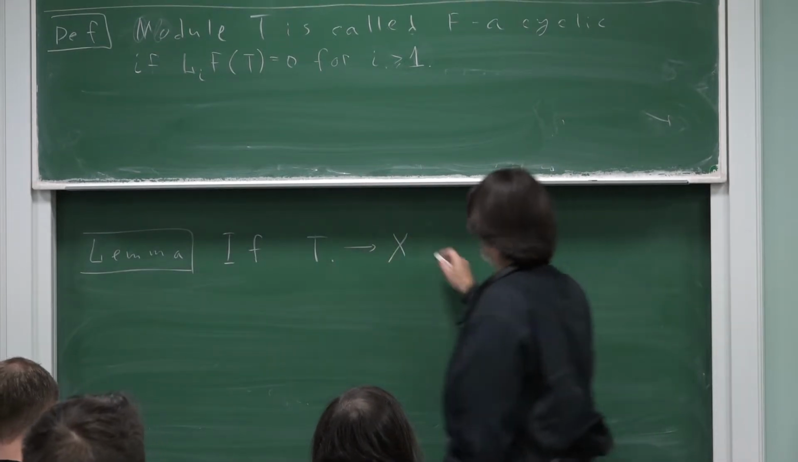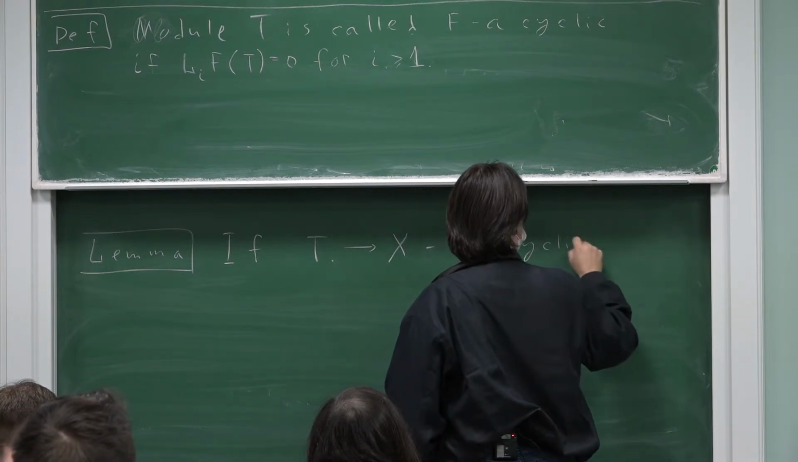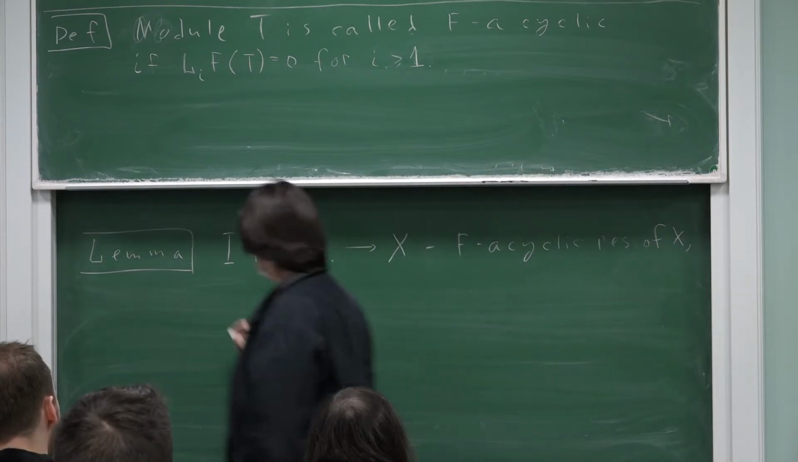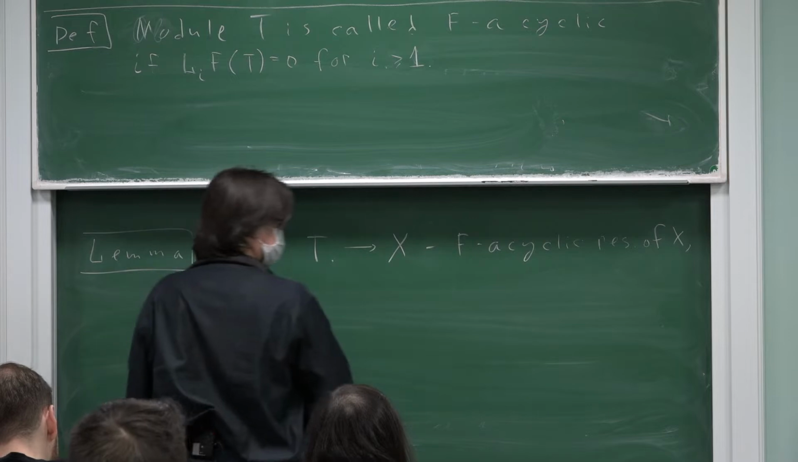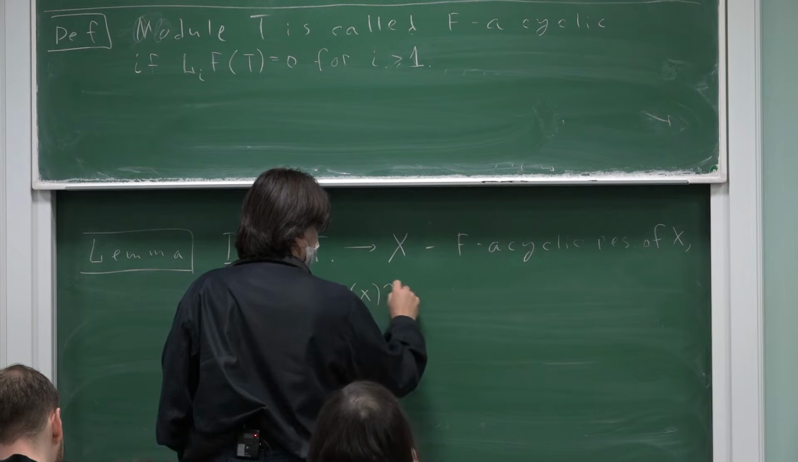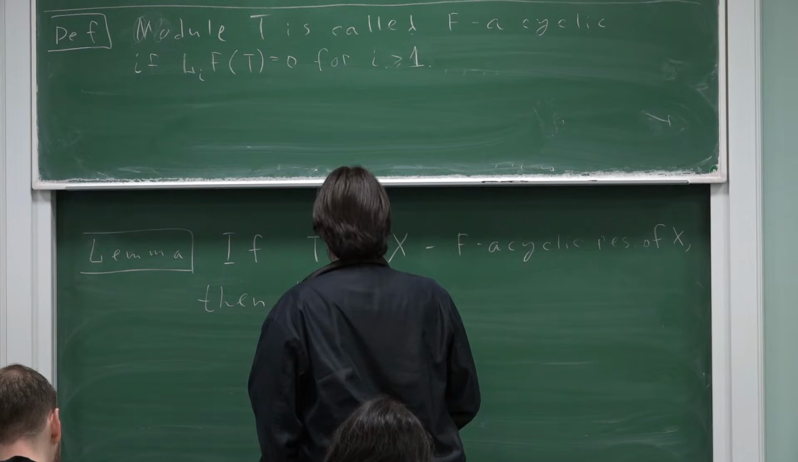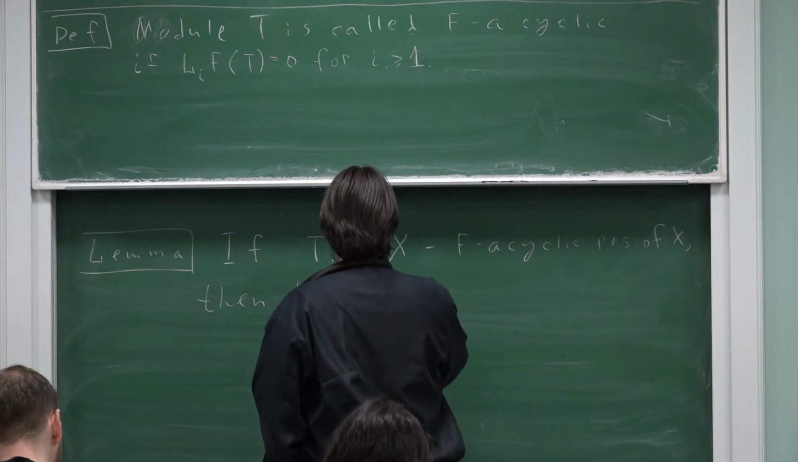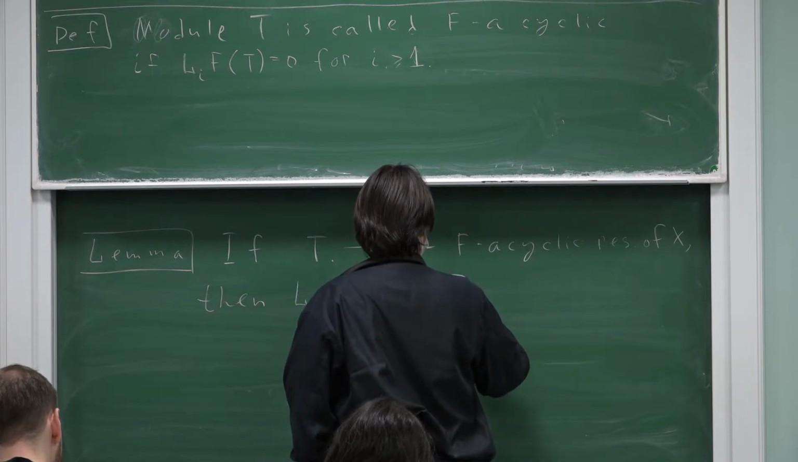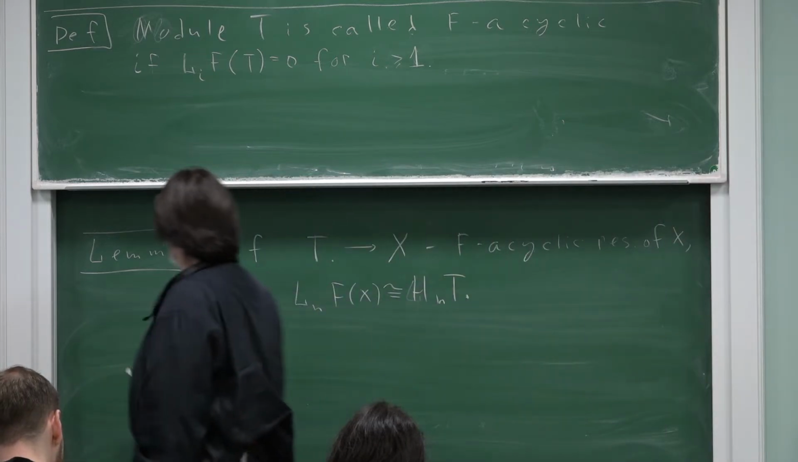So if this is an F-acyclic resolution of X, then L_n F(X) is isomorphic to H_n(T). So how to prove this?